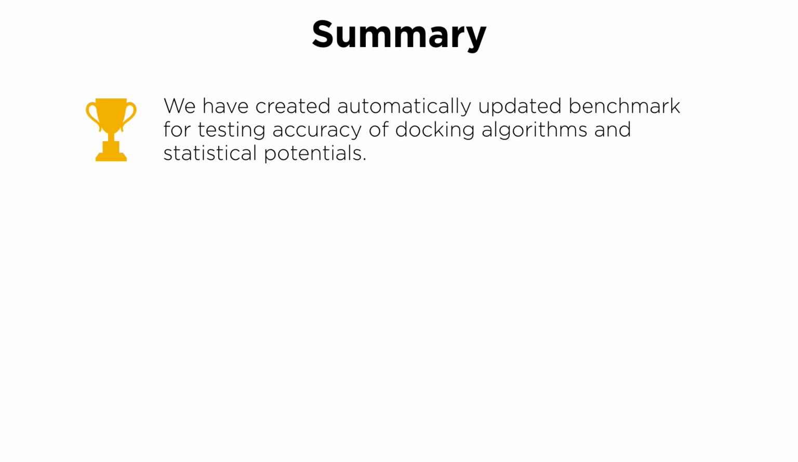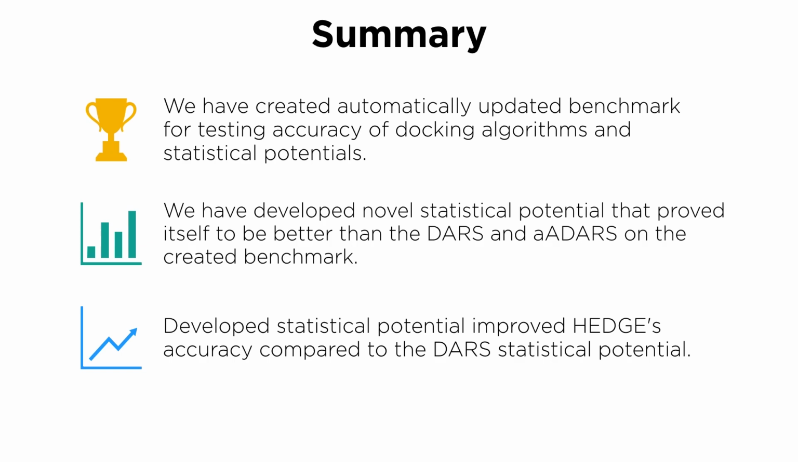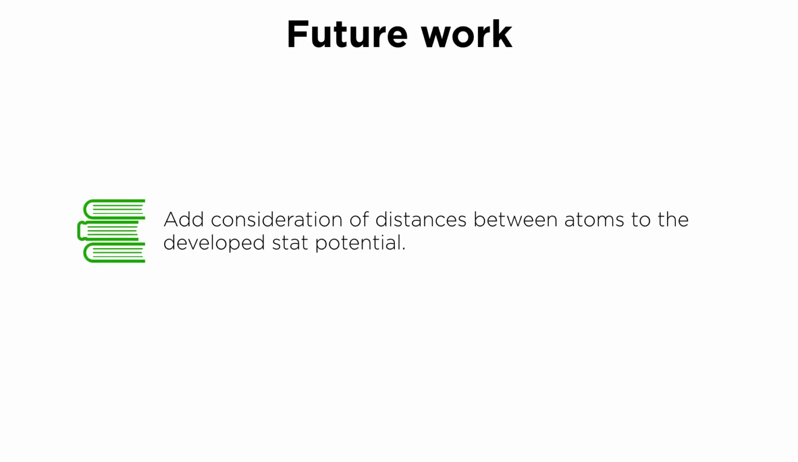And the summary of this work is that we have created an automatically updated benchmark for testing accuracy of docking algorithms and statistical potentials. We have developed a novel statistical potential that proved itself to be better than DARS and RDARS on the created benchmark. And what's most important, the developed statistical potential improves Hedge's accuracy compared to the DARS statistical potential. And for future work, there is left addition of consideration of distances between atoms to the developed statistical potential.